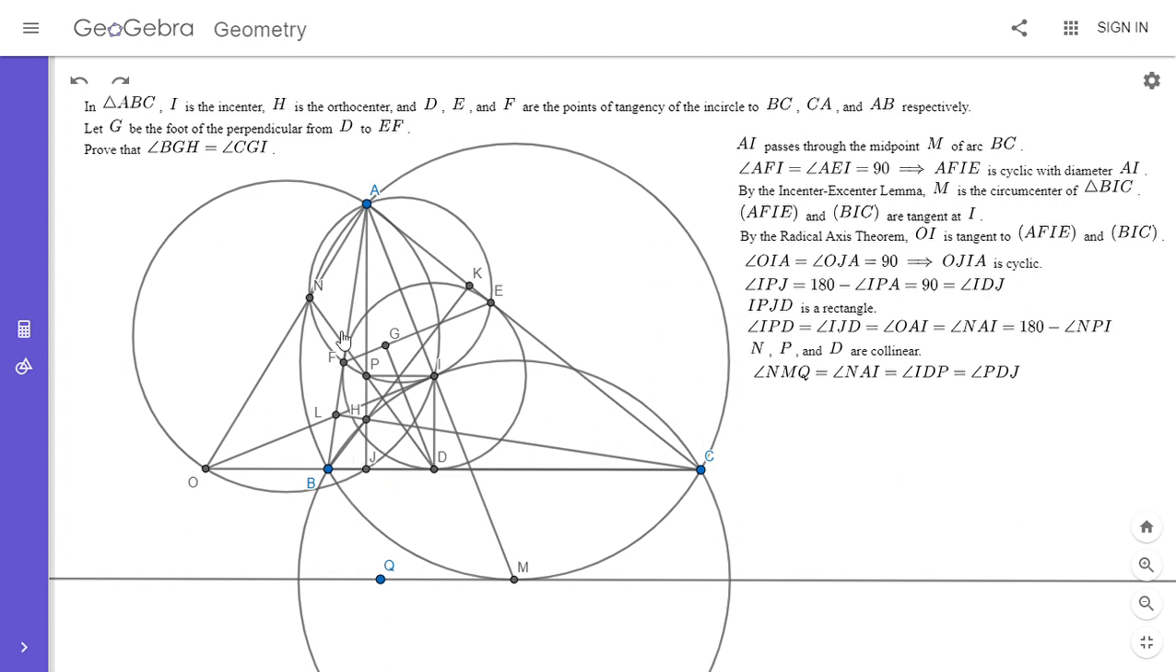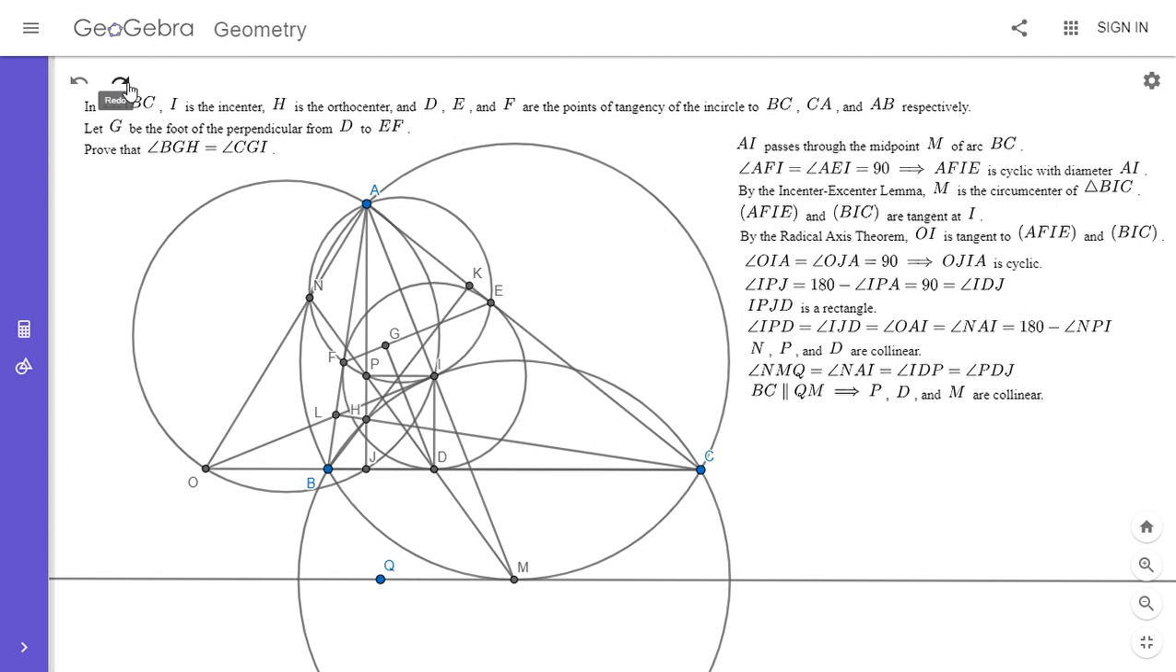Okay, so we have angle NMQ is equal to angle PDJ, but QM and DJ are parallel. So since BC is parallel to QM, because M is the midpoint of arc BC, from this angle equality, it's easy to see that P, D, and M have to be collinear. Okay, so that finishes off that collinearity.